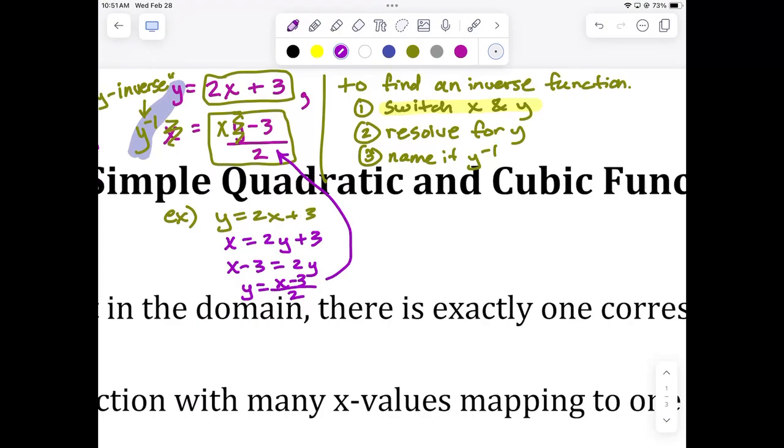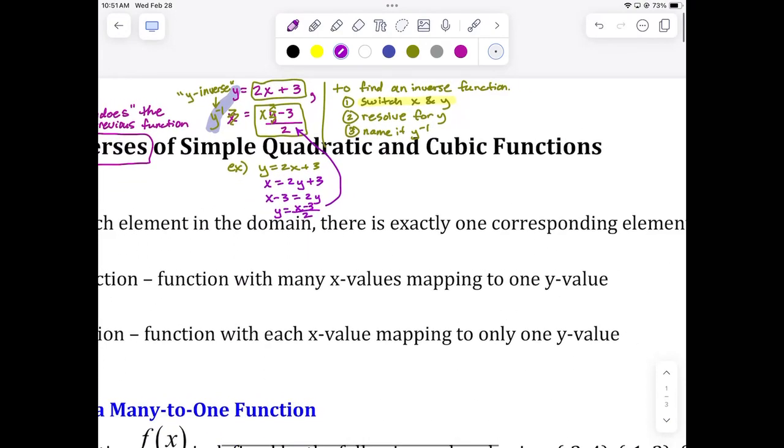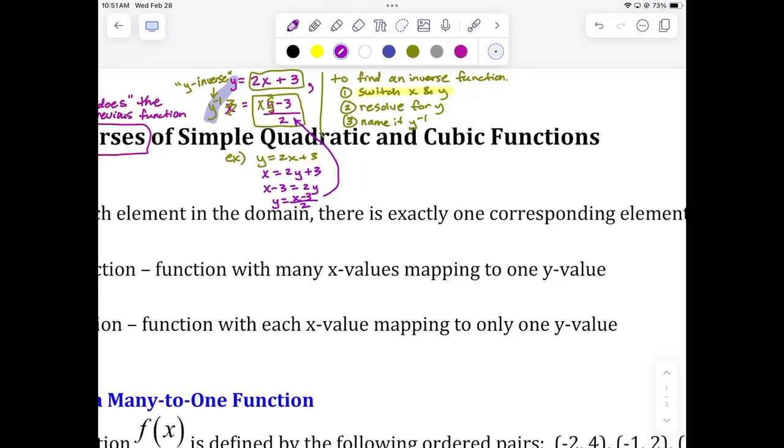It takes all the guesswork out of it. Everyone cool what an inverse function does? It's like coding a message, and the inverse function decodes it. Now, here's the question that I have for you. Is it possible that someone codes a message a certain way, and then there's more than one way to decode it, and the message gets garbled? Could it be that there's more than one way to decode a message?